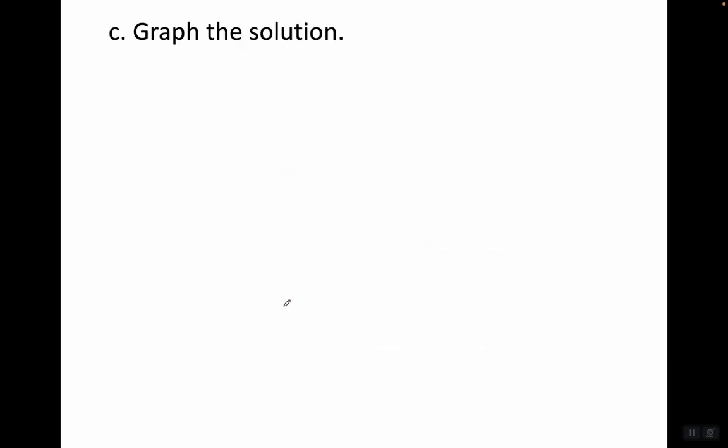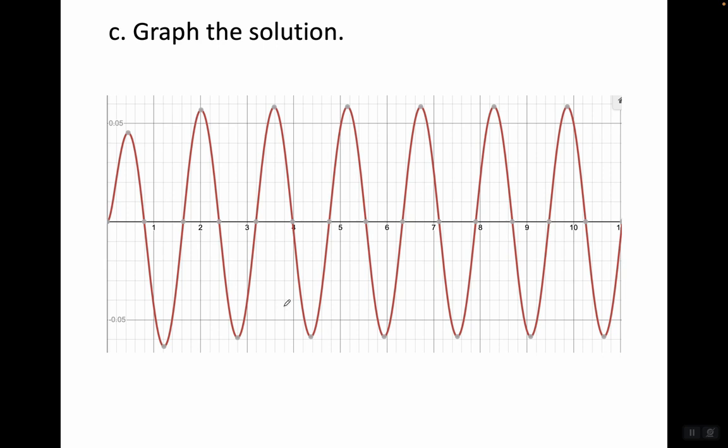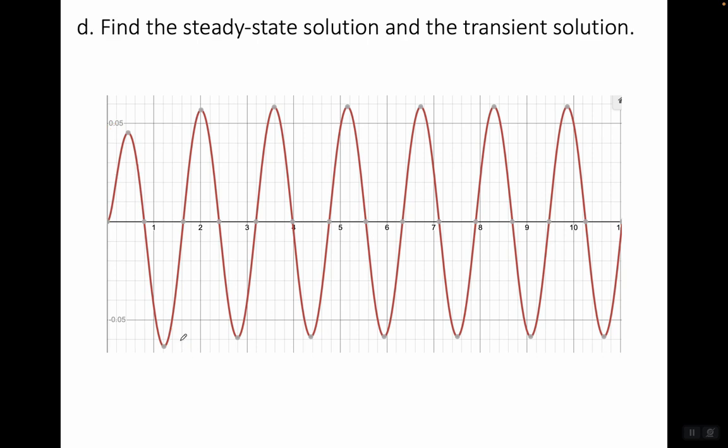Let's graph the solution. It looks kind of weird because it looks like a sine curve here, but for some reason it's lower here, and for some reason it's lower here. Something weird is happening. We'll show you in a moment what's happening.